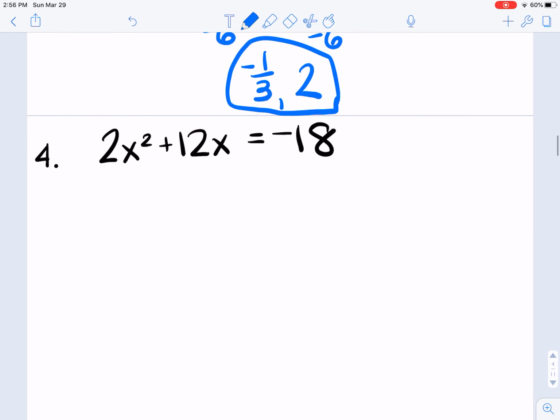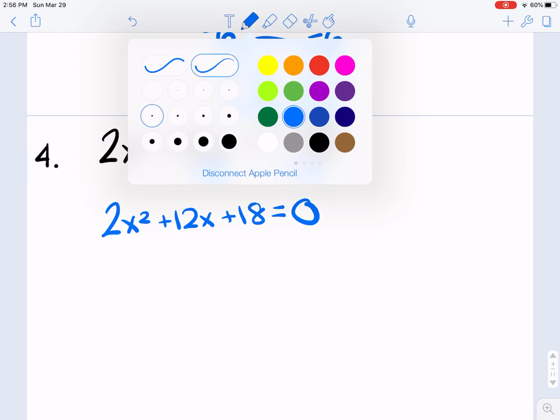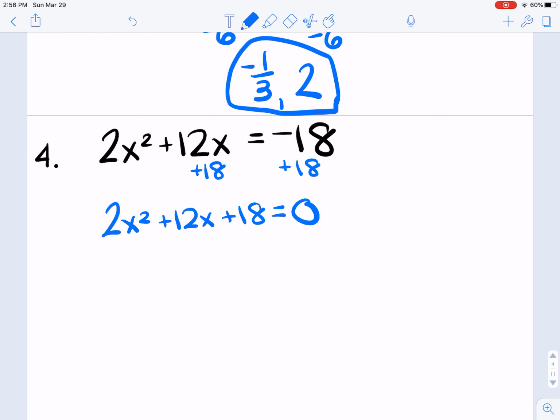All right, we have another one where we have to rearrange a little bit. The only thing I have to do here is I need to add 18 on both sides. So I have 2x squared plus 12x plus 18 equals 0. You always want it to equal 0 before you start plugging it into the quadratic formula. So I have a equals 2, b equals 12, c equals 18.